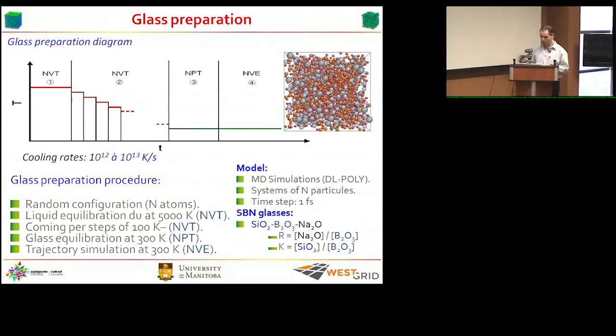Then, before analyzing the glass, we have to equilibrate the system at this temperature. This time we use NPT ensemble at constant pressure to give a chance to the system to relax and obtain its own density.